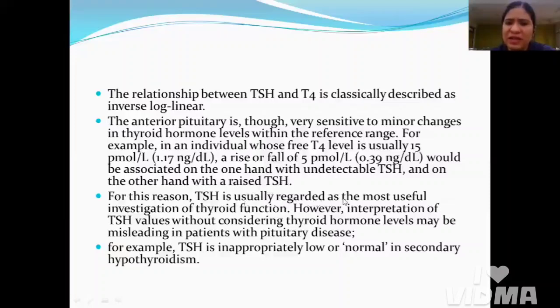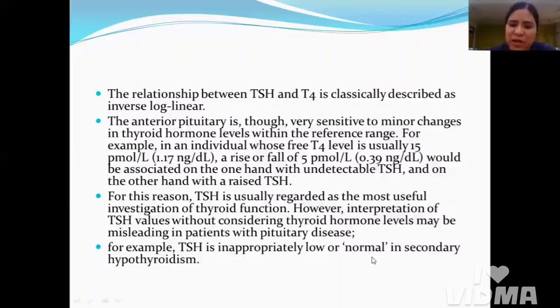TSH is usually regarded as the most useful investigation of the thyroid function. इसकी वजह से जो TSH है वो most useful investigation है thyroid की. ठीक है. However, interpretation of TSH values without considering thyroid hormone levels may be misleading in patients with pituitary disease. ठीक है. TSH वैल्यूज को हमेशा हमें T3 और T4 के साथ में ही देखना है. अगर उसके बिना देखेंगे तो हम मिसलीड हो सकते हैं. अगर पिट्यूटरी डिजीज हो, पिट्यूटरी ट्यूमर हो या कुछ हो एंटीरियर पिट्यूटरी में, तो उस केस में हम मिसलीड हो सकते हैं. ठीक है. बिकॉज TSH इज इनअप्रोप्रिएटली लो और नॉर्मल इन सेकेंडरी हाइपोथायरॉयडिज्म.